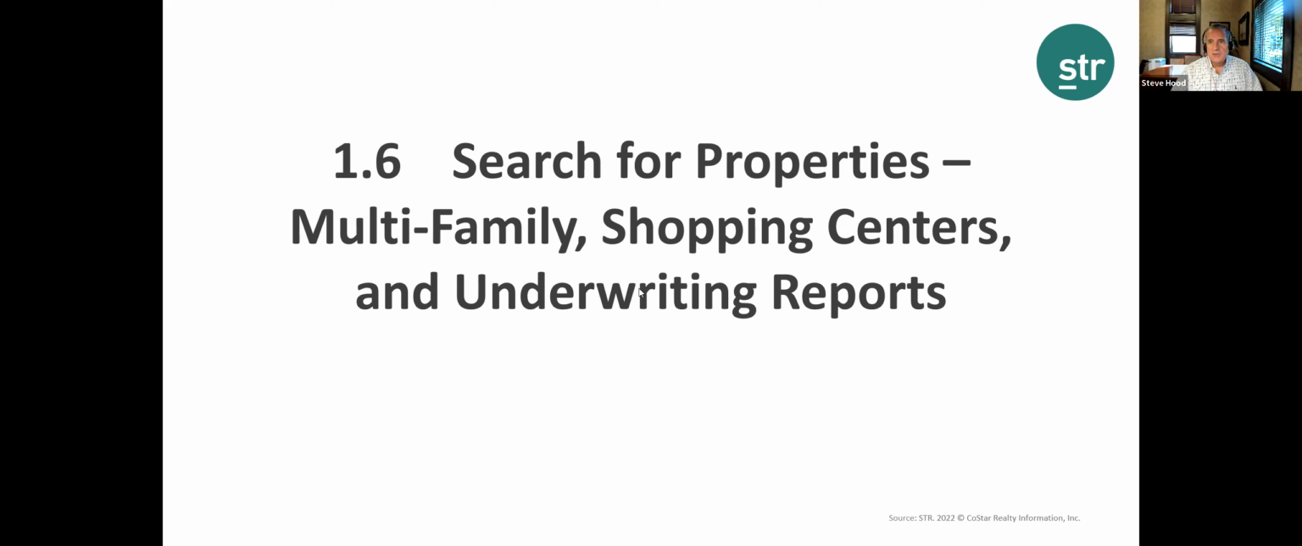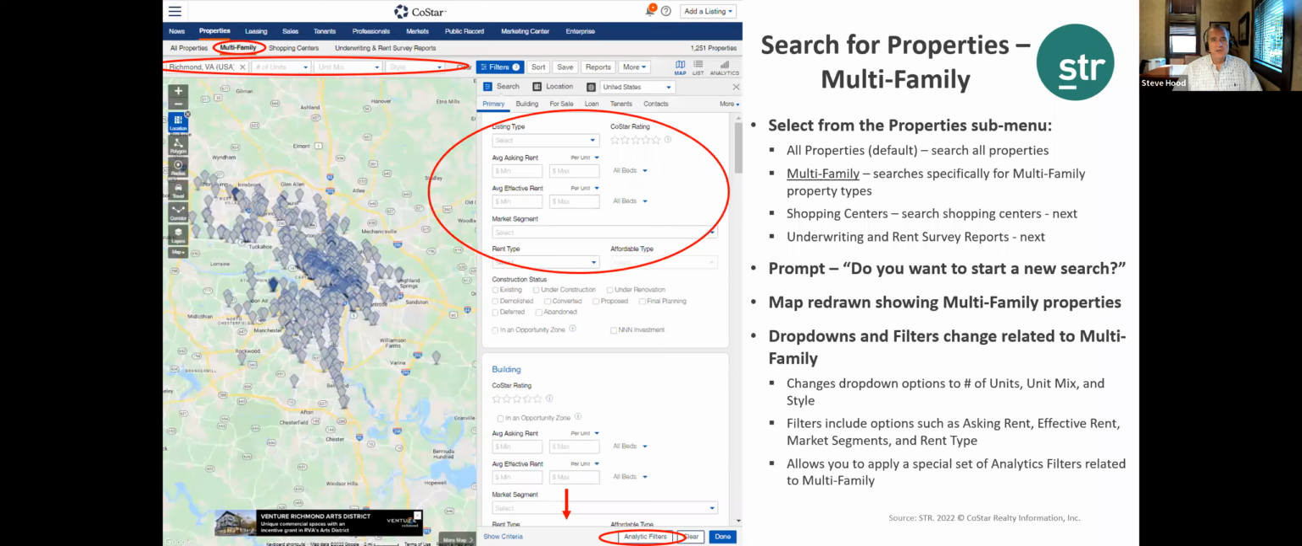So let's jump in. As you saw before, when you start off searching for properties, you're in All Properties, and we went through that pretty well in the last video. Now, here's a sub menu up here. If you click on multifamily, some of the drop downs and filters will change because they're focused on apartments. As soon as you click multifamily, it'll ask you, do you want to start a new search? You'll answer yes, and the map will be redrawn showing just the apartments.